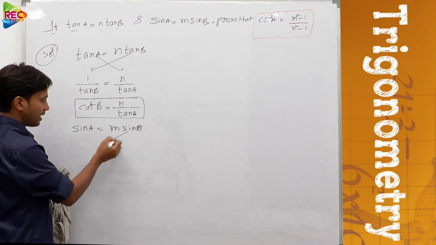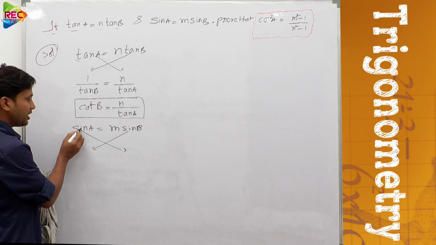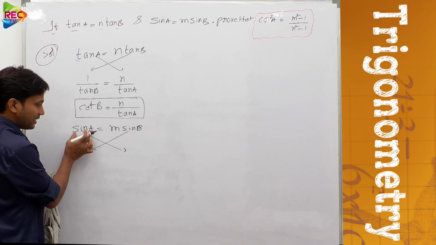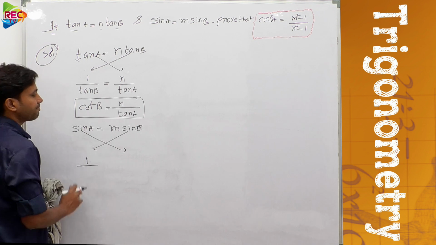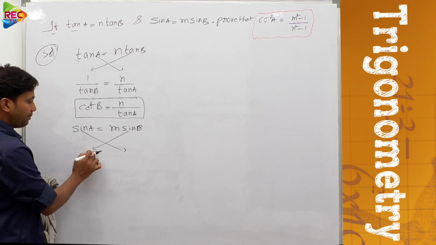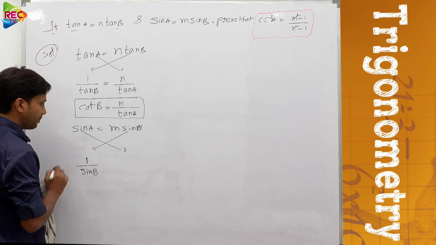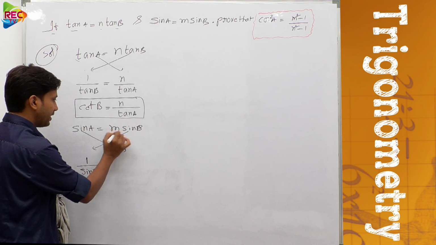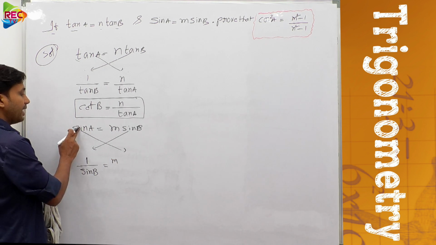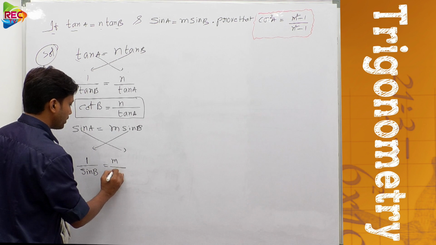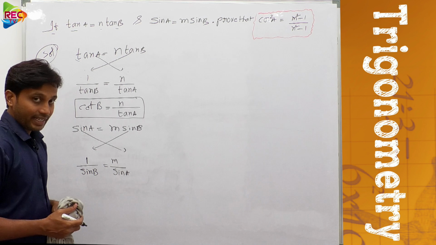So bring this sin B to this side and sin A to this side. When sin A is sent to this side, 1 will be left over. 1 by sin B came to this side, in the denominator we can write sin B. Now m is there in the numerator on the RHS. Now sin A is sent to this side, so therefore this is sin A. Now we obtained it like this.